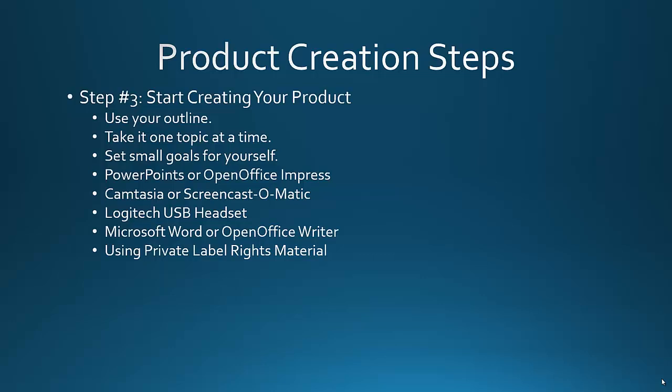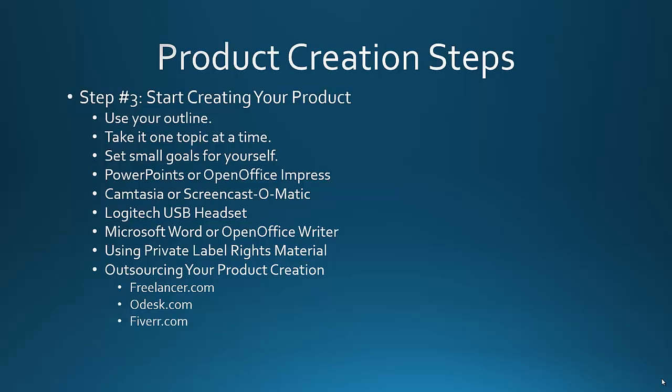Use private label rights material to create your product. Outsource your product creation, so you could pay somebody to create your product for you. You could go out to freelancer.com and say, hey, here's my outline, and I would like somebody to create a video course in Camtasia for me based on this outline.